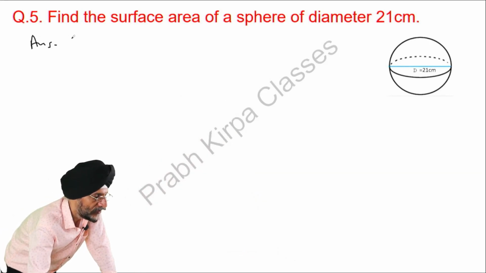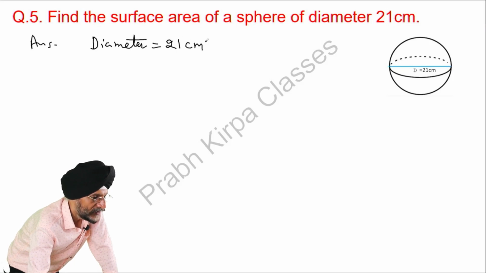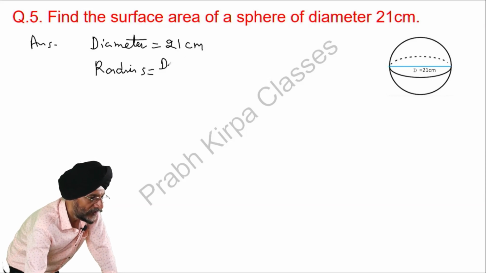Now this is the answer we are doing. Diameter is equal to 21 centimeter. We also know that radius is half of diameter.